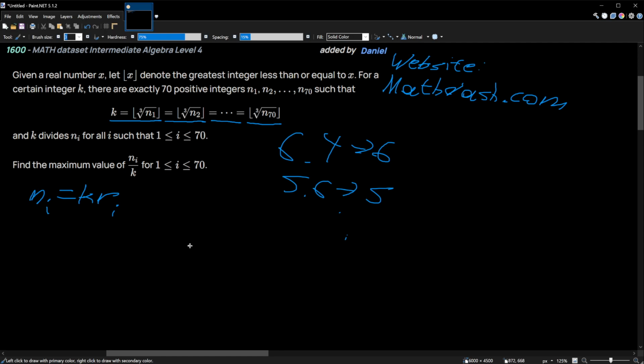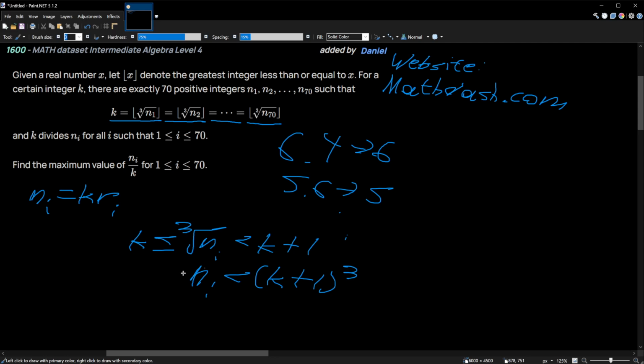Okay. Now, when I was first looking at this, I had no clue where to start. But the trick is not to worry about the floor thing, because all the floor thing is saying is that the cube root of n sub I is between k inclusive and k plus 1 exclusive. Okay, so now since we have an inequality, we can cube both sides. So we have k plus 1 cubed and then k cubed, right?